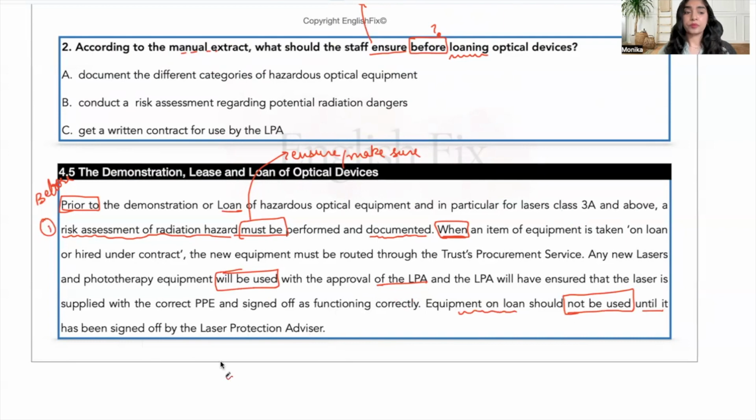So there's only essentially one thing that we are doing for risk assessment, that is risk assessment of radiation hazard, which has to happen before we actually loan the equipment. All the other things are happening before you start using them. Use is different than loaning. Okay, so the first answer option says that document. That word is very clearly used here, document. Where was the word? Here was the word, right?